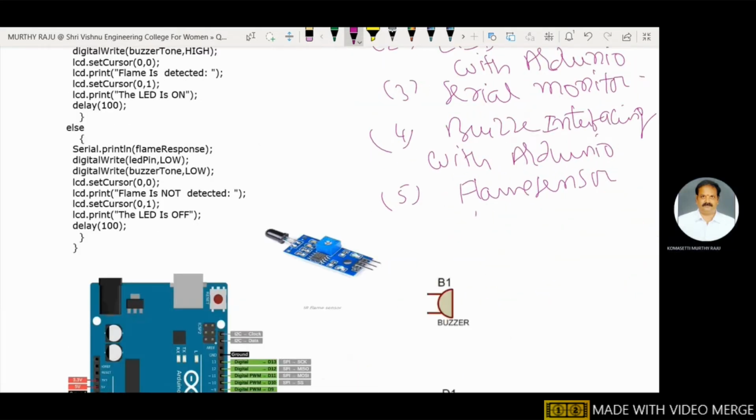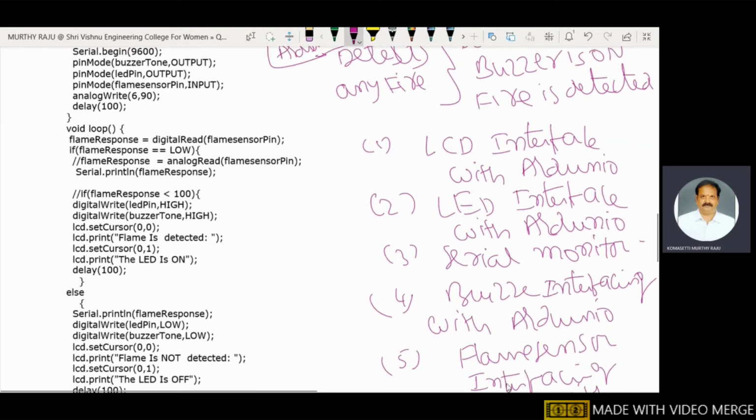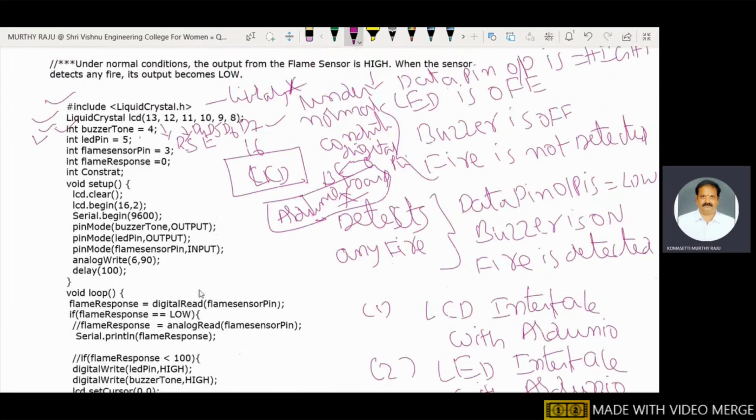Flame sensor interfacing with Arduino. The flame sensor has 3 pins: data pin, VCC, and ground pin. The data pin is assigned to the 3rd digital pin of the Arduino. Next, initially the integer flame response is 0.